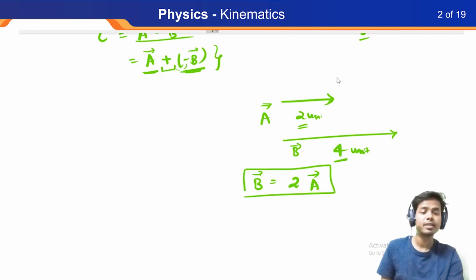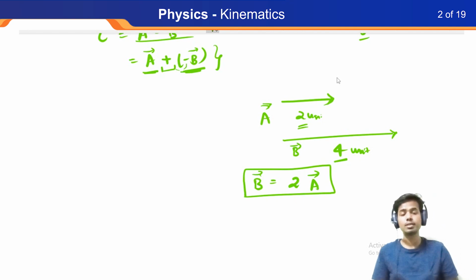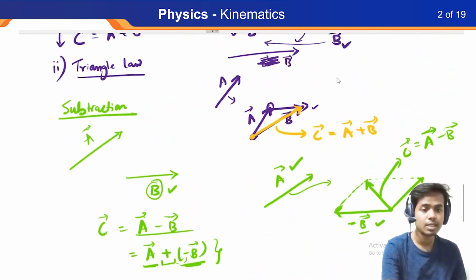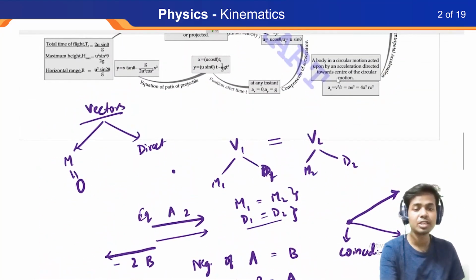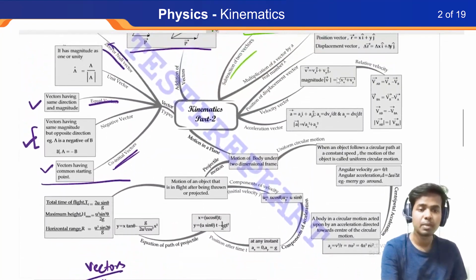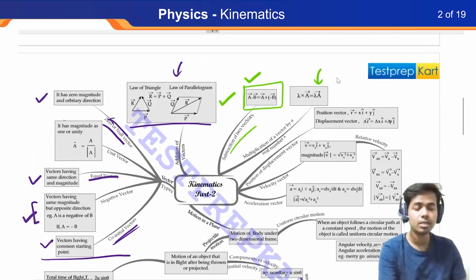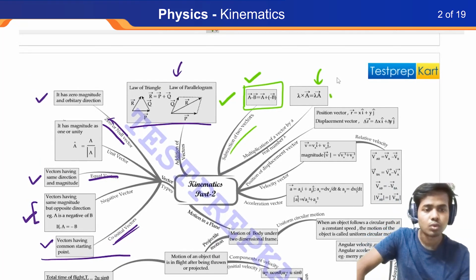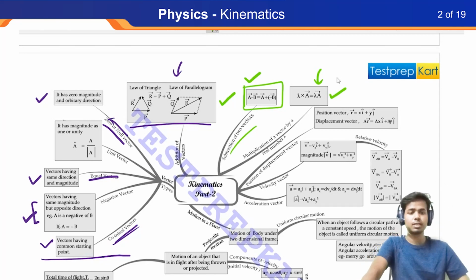So if two vectors are pointing in the same direction, you just need a constant to equate them, right? Because the directions are the same, only the magnitude is differing. So magnitude can be taken care of by a constant. Now this has been discussed.